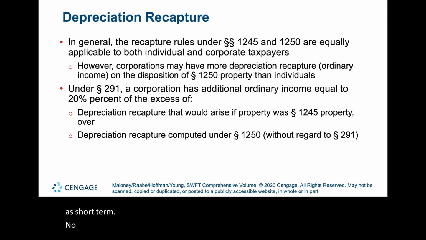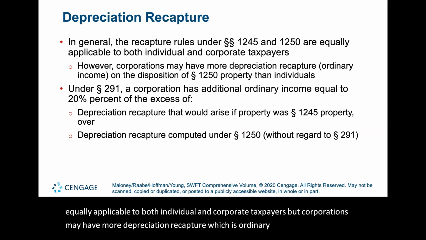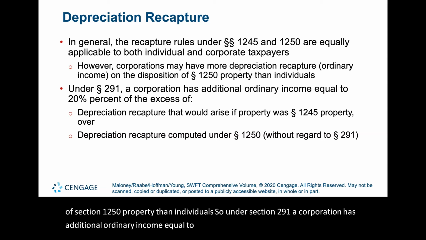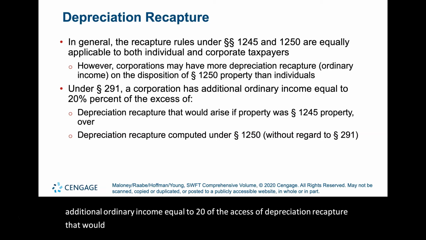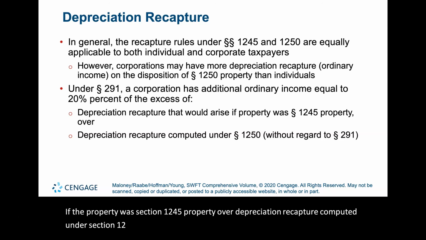So now let's talk about depreciation recapture. In general, the recapture rules are equally applicable to both individual and corporate taxpayers, but corporations may have more depreciation recapture, which is ordinary income, on their disposal of Section 1250 property than individuals. So under Section 291, a corporation has additional ordinary income equal to 20% of the excess of depreciation recapture that would arise if the property was Section 1245 property over depreciation recapture computed under Section 1250 without regard to Section 291.